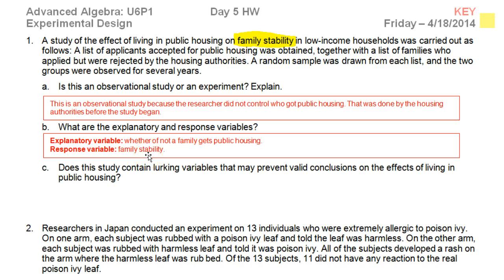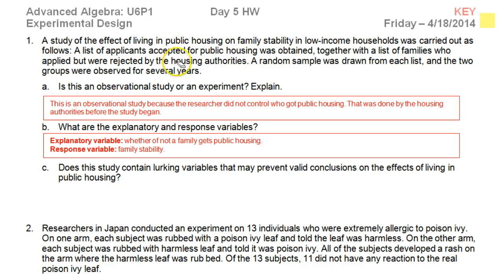Moving on to part C. Does this study contain lurking variables that may prevent valid conclusions on the effects of living in public housing? Well, yes, and it goes back to the fact that this was not set up as an experiment in the first place. It's an observational study, and so the two groups, the public housing group and the non-public housing group, are not the same in the first place.